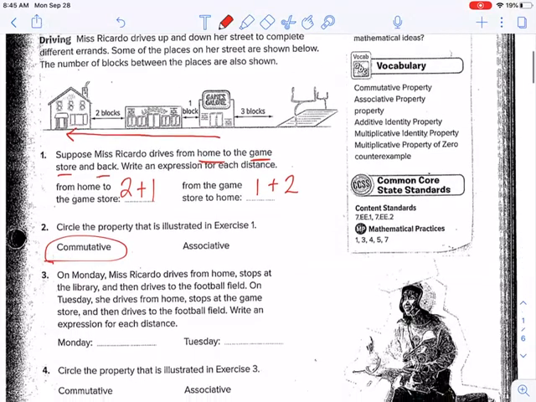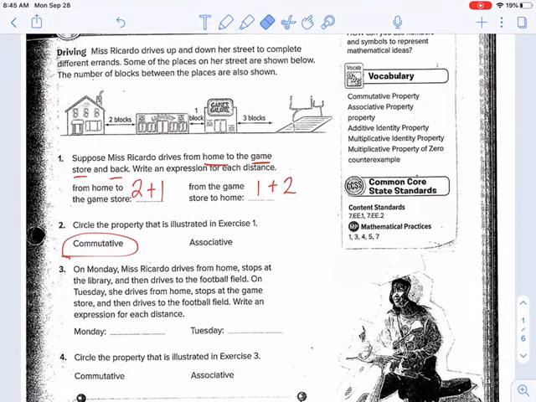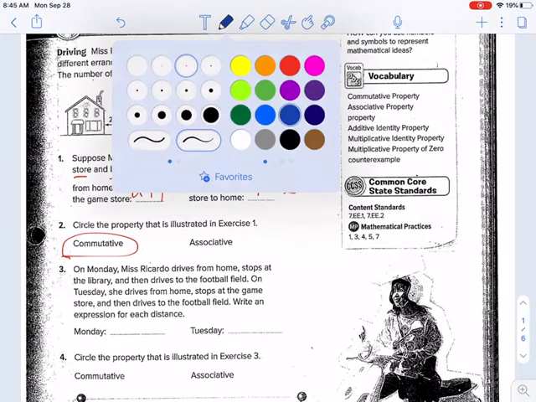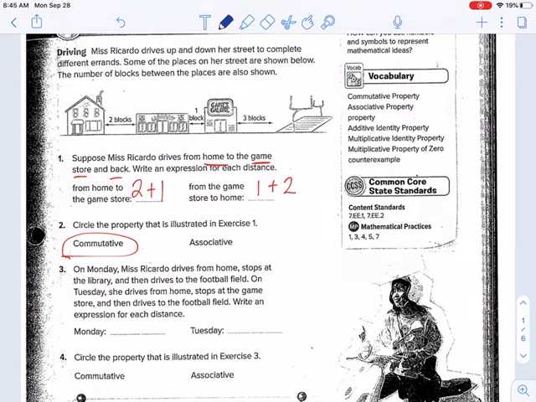All right, so then on Monday, Miss Ricardo drives from home, she's going to stop at the library. So home, stops at the library, and then drives to the football field. So let's start with Monday. Home, stops at the library, so that's 2. And then drives to the football game. Well, to get to the football game, she's got to go 1 block to the game store, 3 more blocks to the football game. So that would be 1 plus 3, or a total of 4.